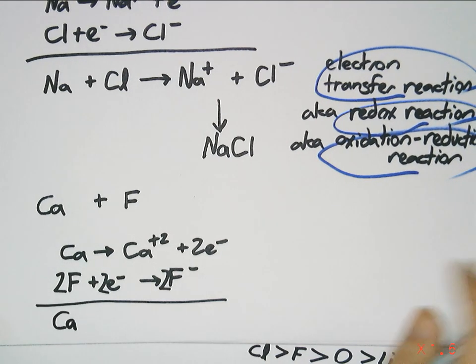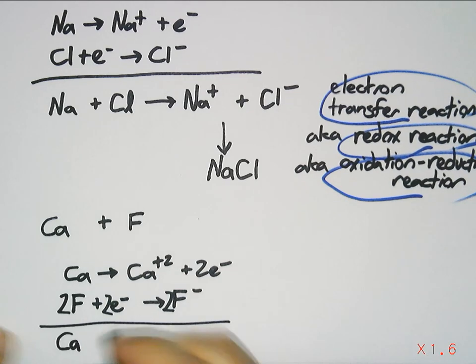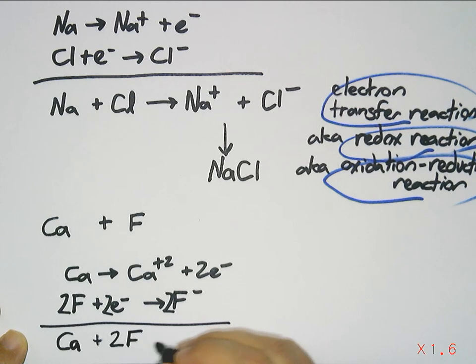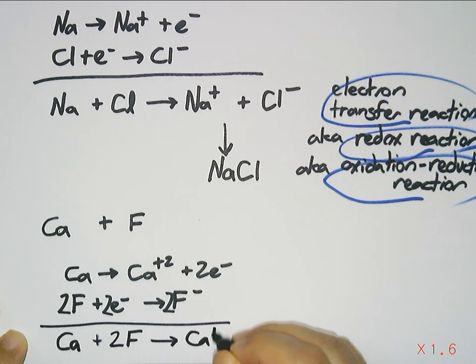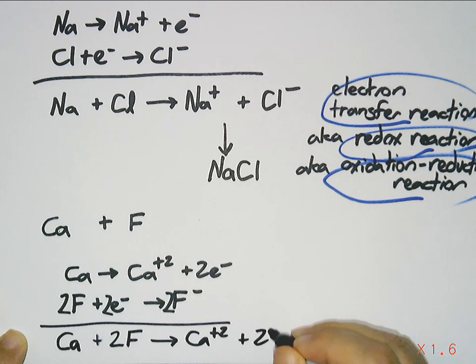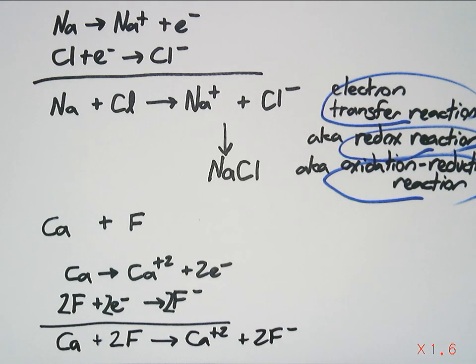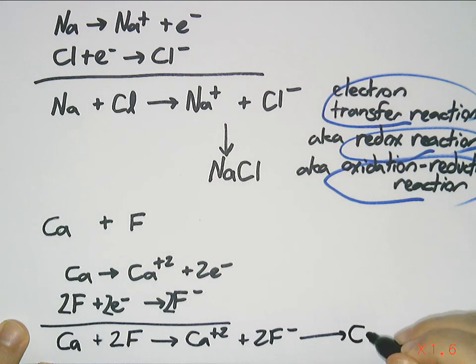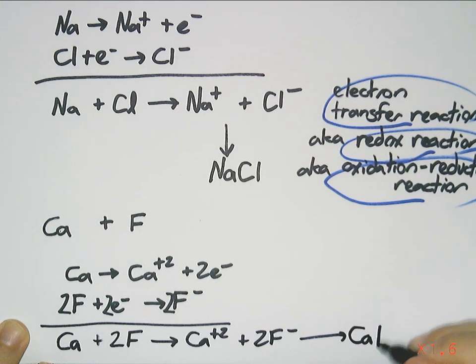Calcium plus 2 fluorines is going to give me a calcium ion plus 2 fluoride ions with a -1 charge. And then I'm going to put those together like I did up here. When these come together, they're going to neutralize each other. I've got 1 calcium and 2 fluorines. So that will be the compound formula.